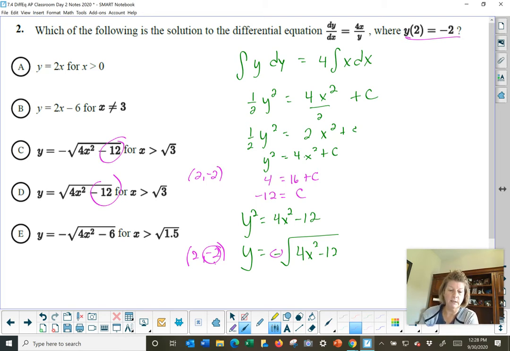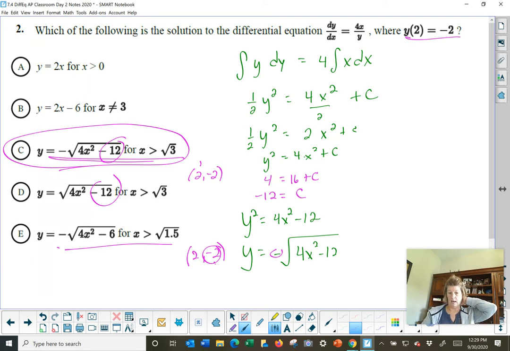Now, how do we decide about the domain? It's one of these two, is it? Oh, actually you can tell, can't you? It's going to be C, isn't it? But why? Why is that domain x greater than the square root of 3? Just in case you had to do it on a free response question.